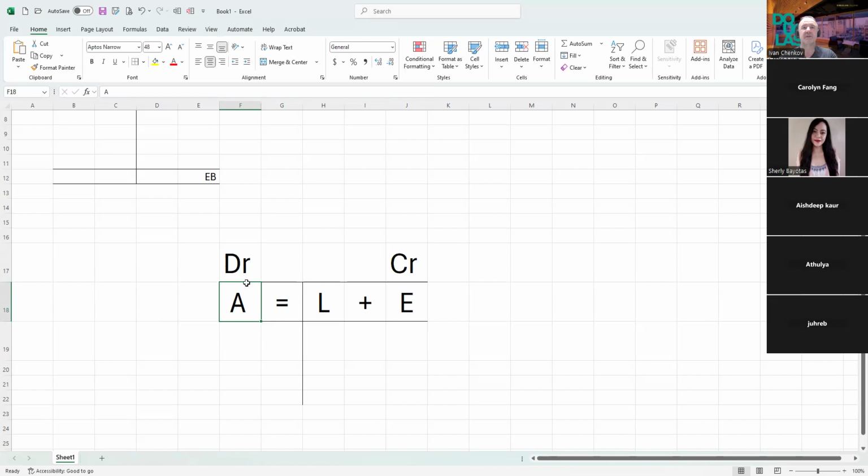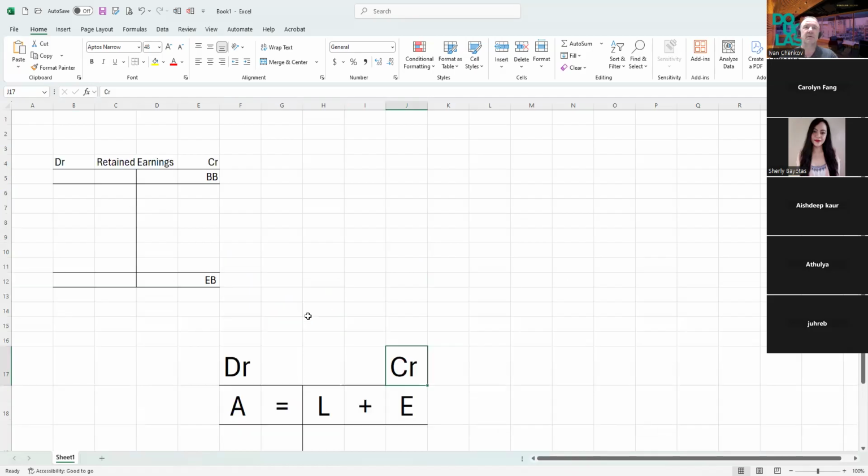As you can see, on the left side we have assets. So for that reason, the normal balance for assets is always and always going to be debit. On the right side, we have liability plus equity. So that means the normal balance for liability and equity is always going to be credit, unless there are some exceptions. There are always exceptions from the general rule, but basically that's the general rule.